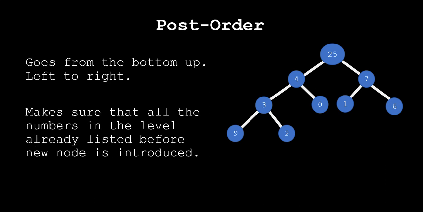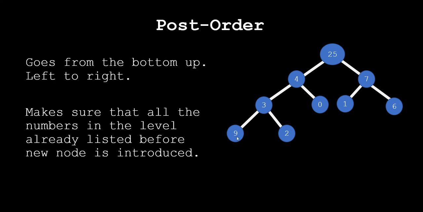Now, post order is when you say the left and right first, and then you say 25. So if we had this node here, we're going to say that left side of the tree, then we're going to say the right side of the tree, and then we're going to say that middle node. So it's kind of like the opposite of in order. Well, kind of. Except you switch the location of these two.